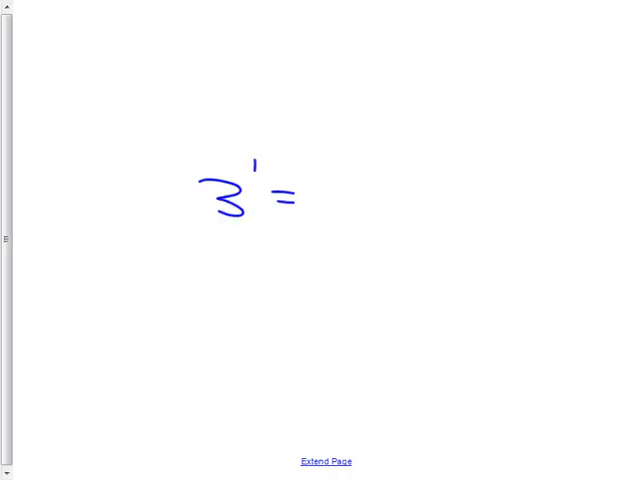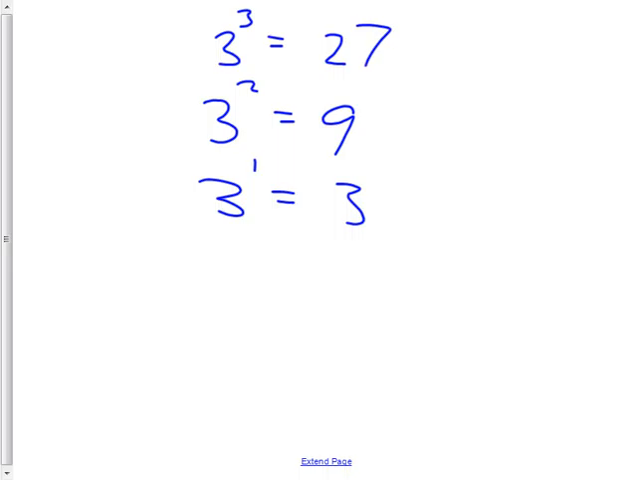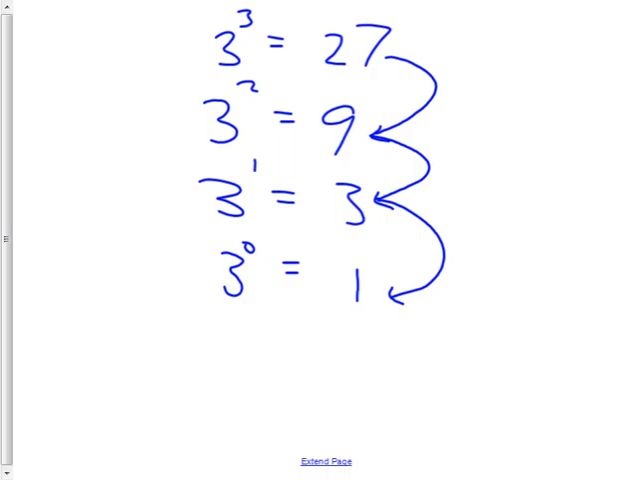What's 3 to the 1? 3. What's 3 to the second? What's 3 to the third? 27. You should have that one memorized. And now, what's happening here each time when I go down? I'm going down to 1/3 of what it used to be. What's 1/3 of 3? 1. So 3 to the 0 power, which is what I think he was talking about, equals 1.